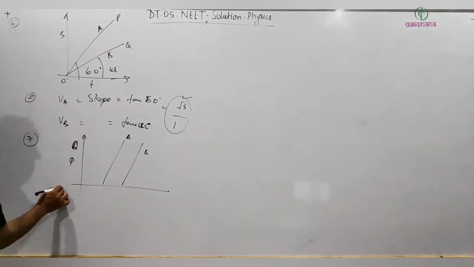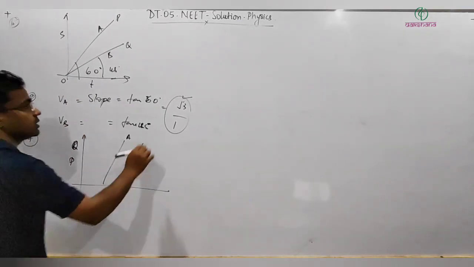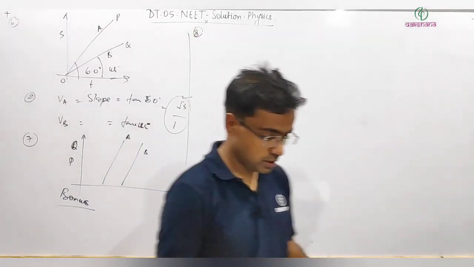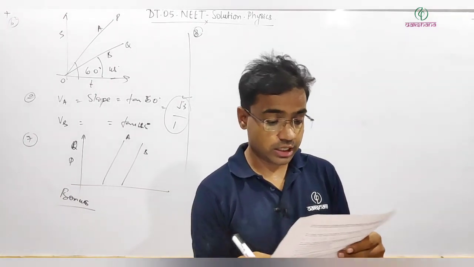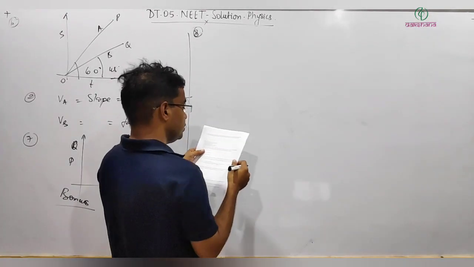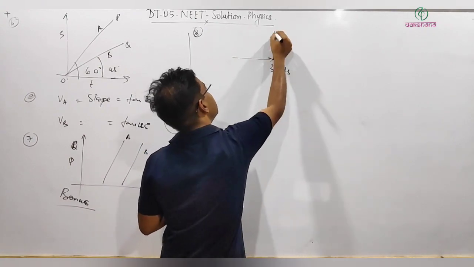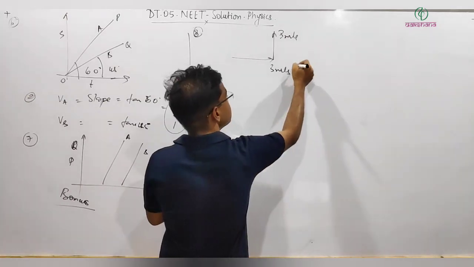So this is a bonus question. Actually, there is some error in the question. Data is not sufficient, you can call it. A body moves with velocity 3 meter per second due east and then turns due north. So initial velocity is 3 meter per second due east, then it turns to 3 meter per second due north, and the time taken is 6 seconds.